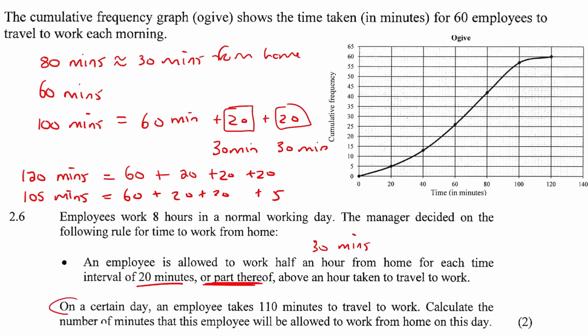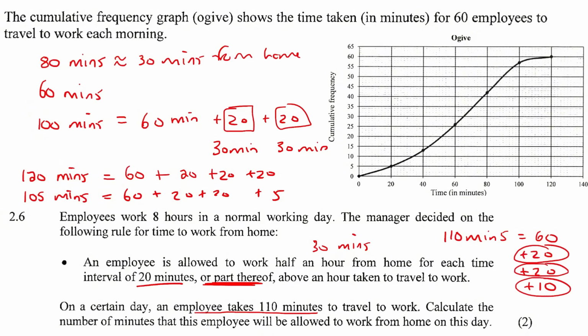So this question says, on a certain day, an employee takes 110 minutes. Calculate the number of minutes that this employee will be allowed to work from home. So if you take 110 minutes, that's going to be broken up as 60 plus 20 plus 20 plus 10. So they're going to get 30 minutes for this one, 30 minutes for this one, but they're also going to get 30 minutes for that one. So that's going to be a total of 90 that they will be allowed to work from home.